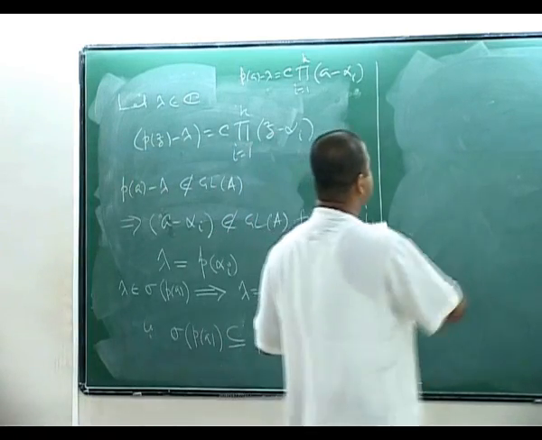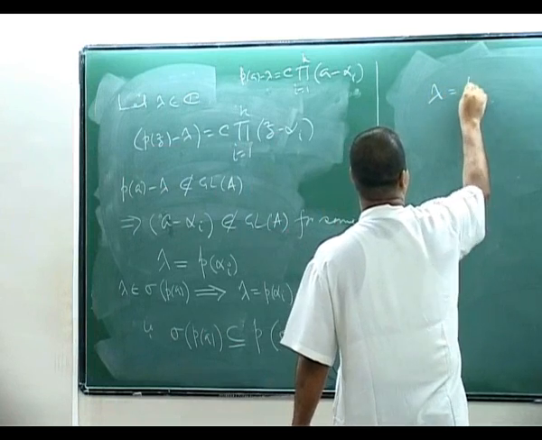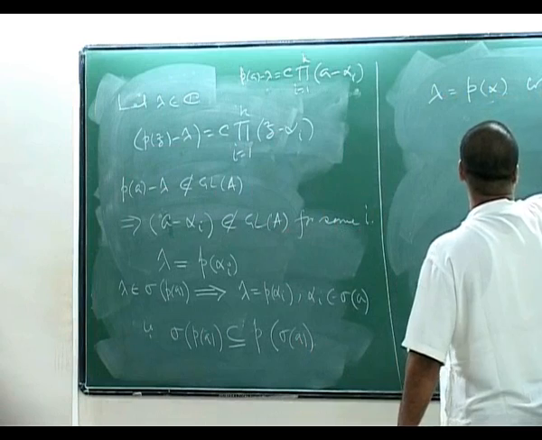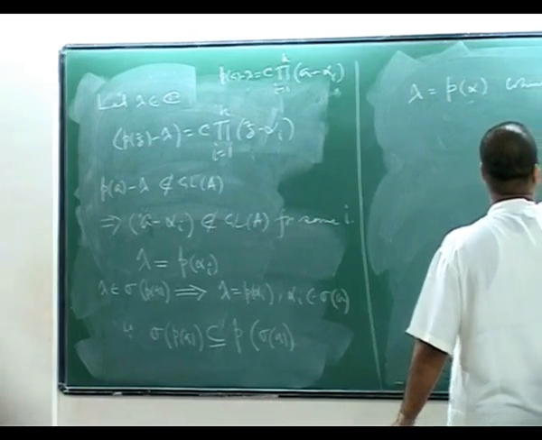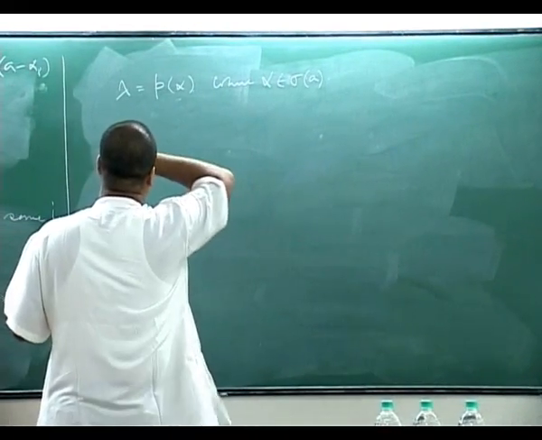Okay. Now suppose lambda is on this side. So lambda is P of alpha, where alpha belongs to the spectrum of A.